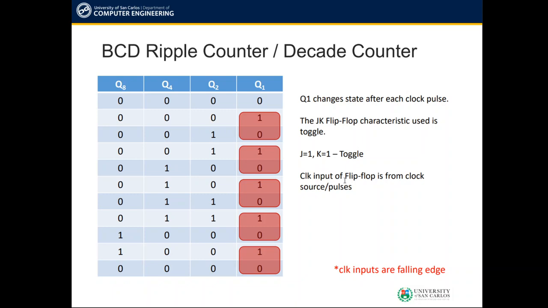So the clock input of this flip-flop is from the clock source or the pulse. Remember that these are 4 bits, so therefore there are 4 flip-flops to control. This is the first flip-flop, from the least significant bit. So we continue to observe everything here. Again, the clock inputs are still on the falling edge.